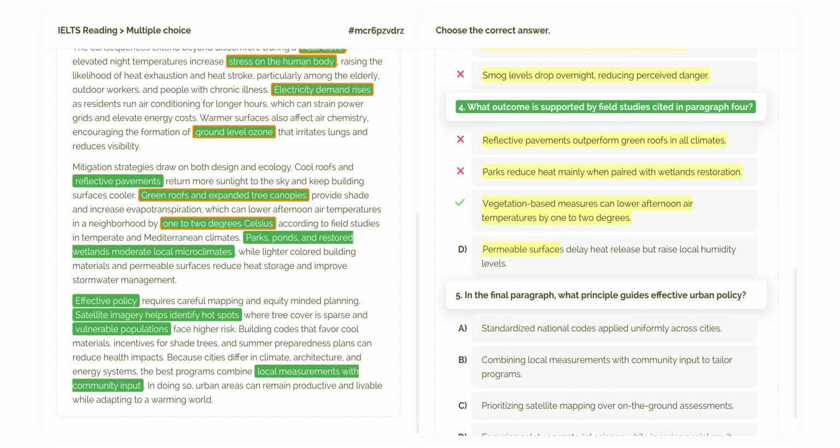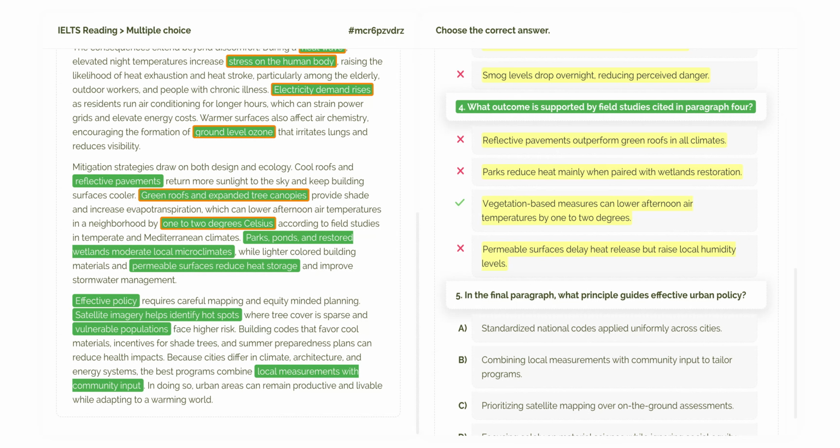Permeable surfaces delay heat release but raise local humidity levels. The paragraph mentions that permeable surfaces reduce heat storage. It does not say anything about them delaying heat release or raising local humidity levels. This information is not mentioned in the text. This option is incorrect.